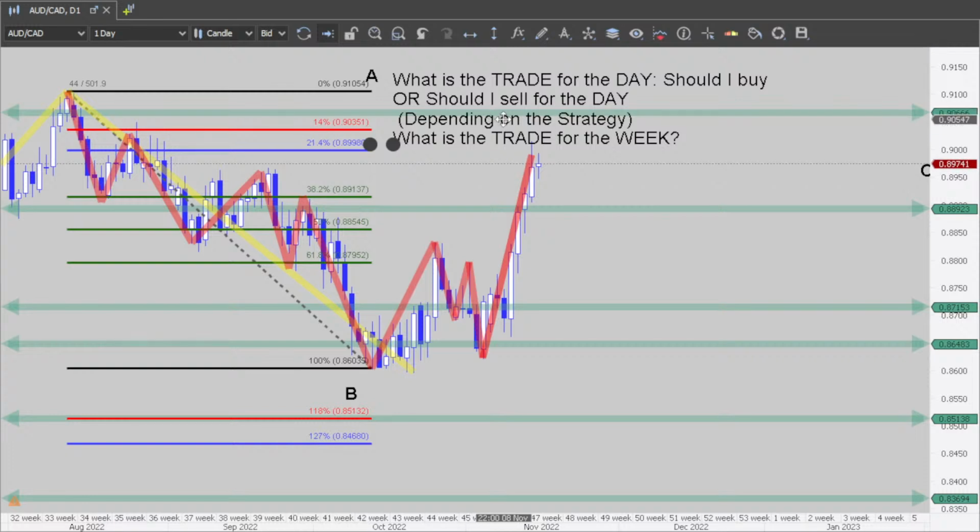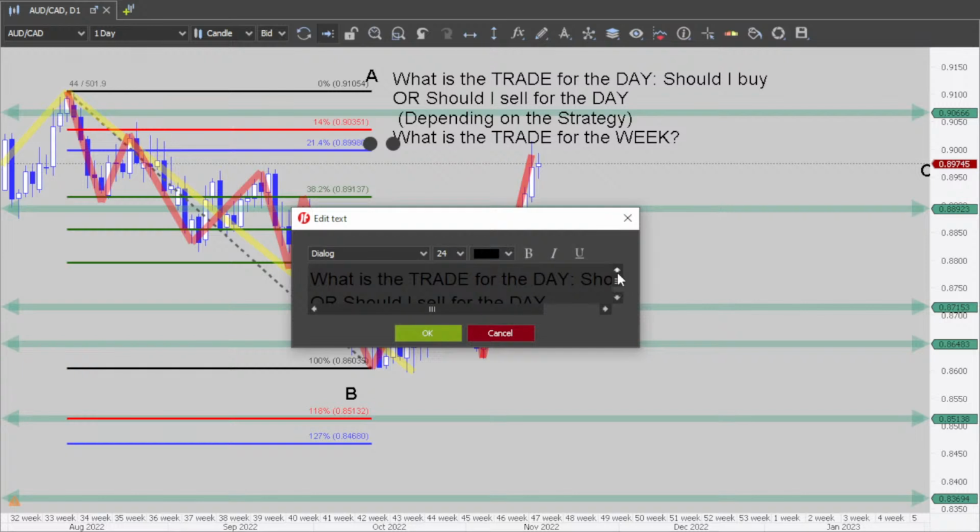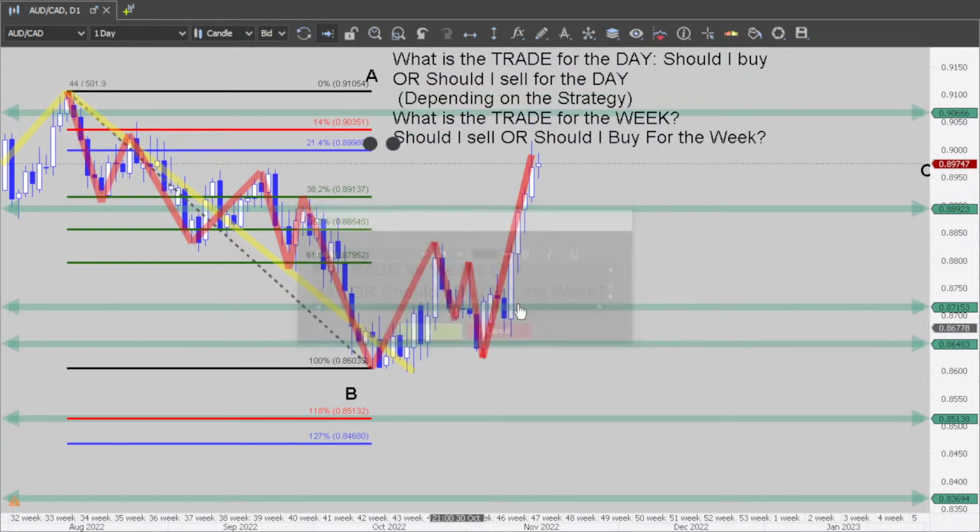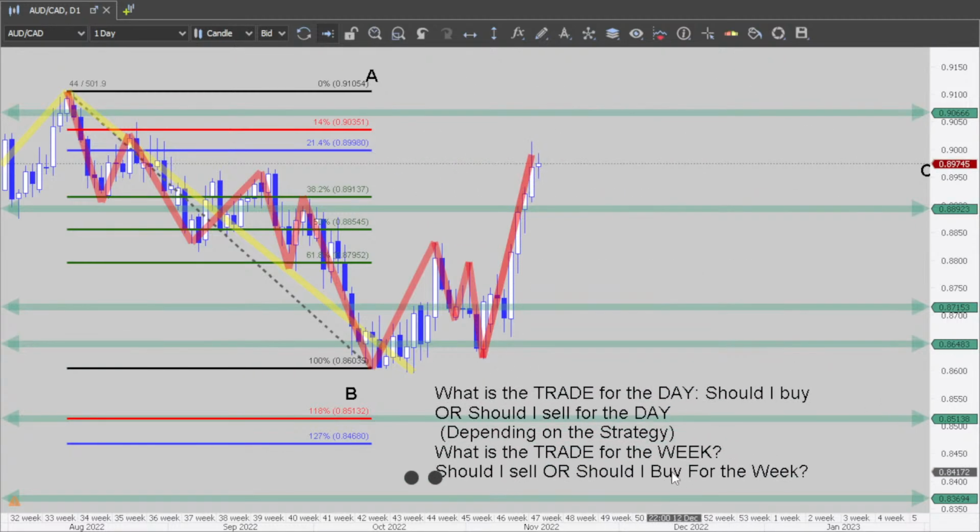Okay, depending on the strategy, what is the trade for the week? Should I sell or should I buy? Should I buy for the week? Okay.